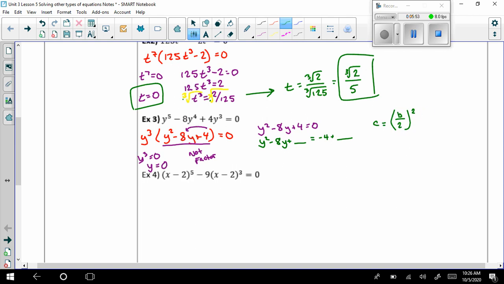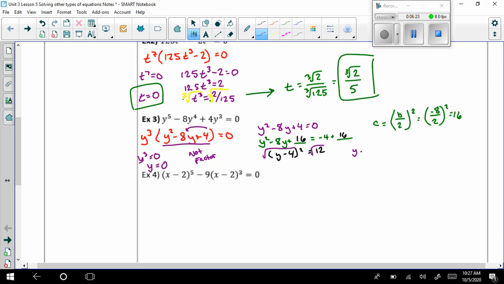So negative 8 divided by 2 is negative 4, squared is 16. So we're going to take that 16 and add it to both sides. Now this factors as y minus 4 squared, and this is equal to 12.